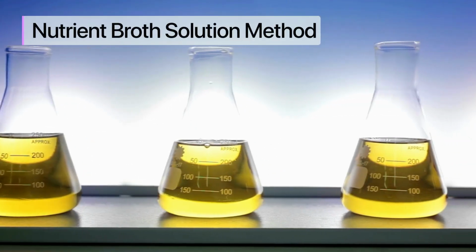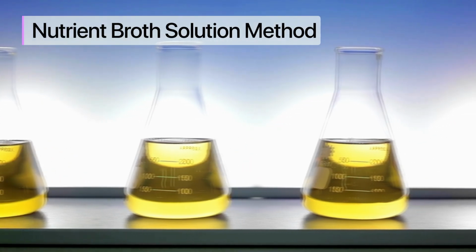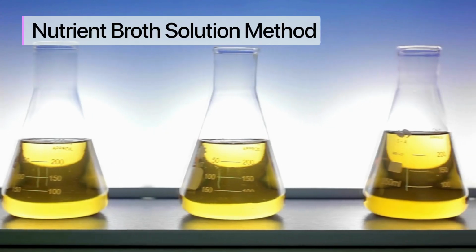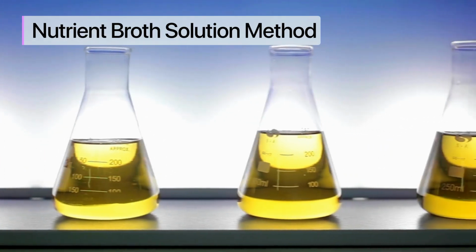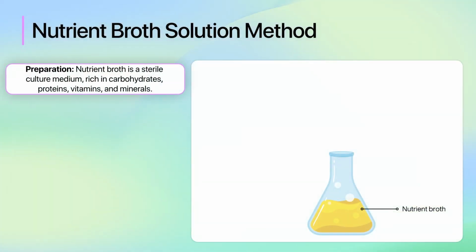There are two primary methods for culturing bacteria in the lab. These are the nutrient broth solution method and the Petri dish, or agar plate method. Let's begin by learning about the nutrient broth solution method. For this method, we must firstly prepare a sterile culture medium, known as nutrient broth. This solution is rich in carbohydrates, proteins, vitamins, and minerals.